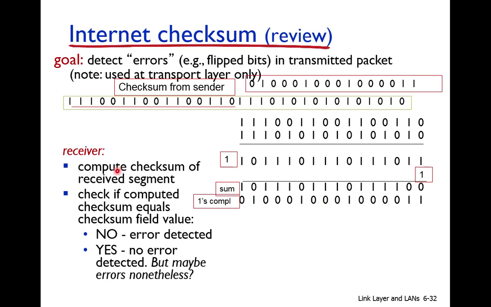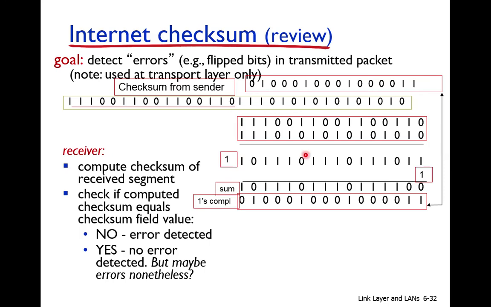Then the receiver computes the checksum of the received segment. After this, it checks whether the computed checksum equals the checksum field value. Now the receiver will compare this checksum with the checksum that has arrived from the sender. This is the checksum computed at the receiver, and this is the checksum received from the sender. If both are the same, it means there is no bit error.